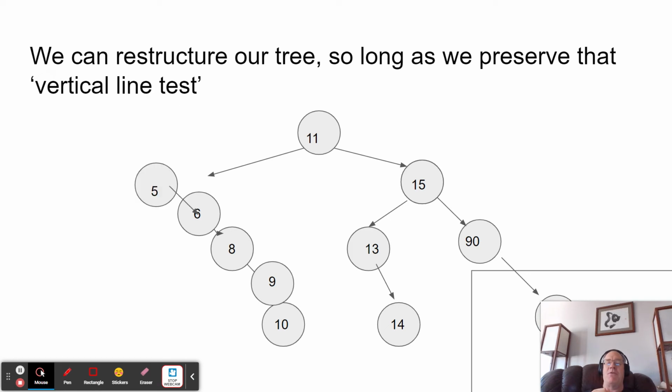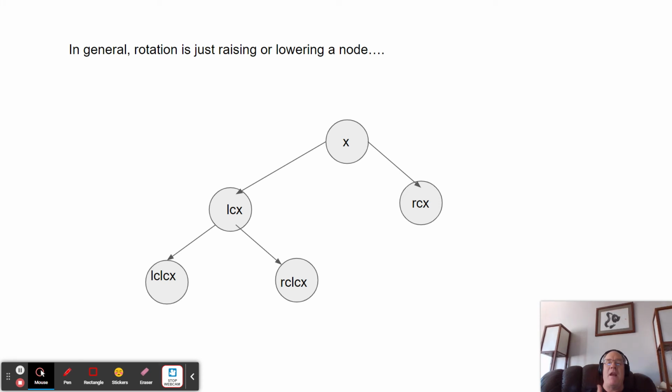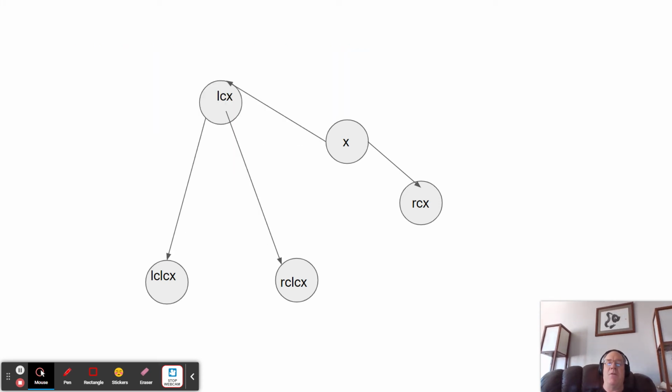And notice how we push node 5 up above node 11. That also is allowed as long as we shift it from pointing down to node 6 instead to down to node 11. And we shift node 11, which was intended to be pointing to node 5 here. Now it's pointing to node 6. Okay, so in general, rotation is just raising or lowering a node. We take that left child, we raise it up, we rearrange the pointers, and that's our rotation. That's all there really is to it.